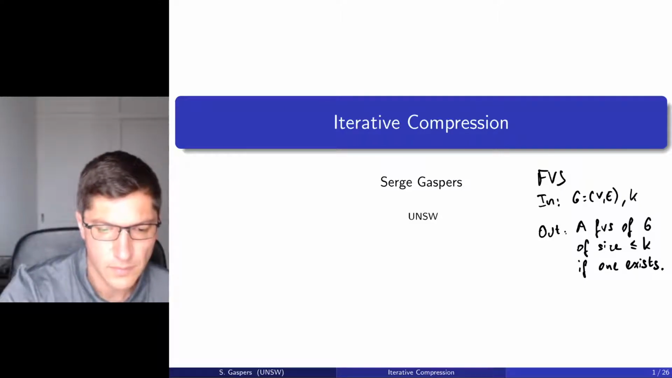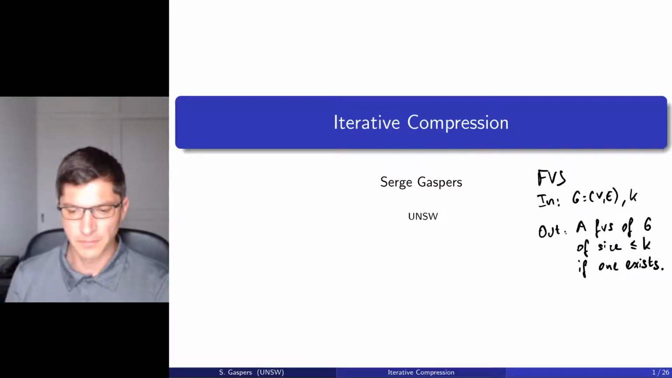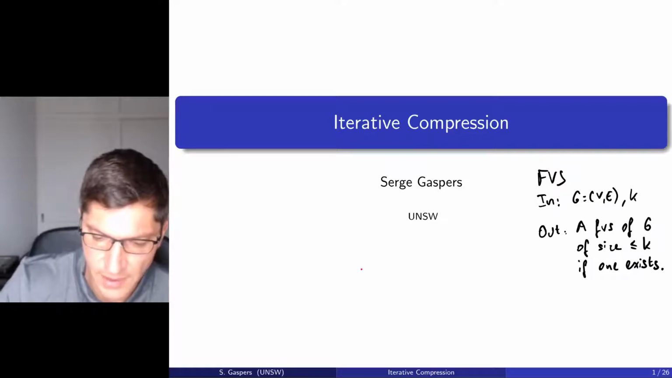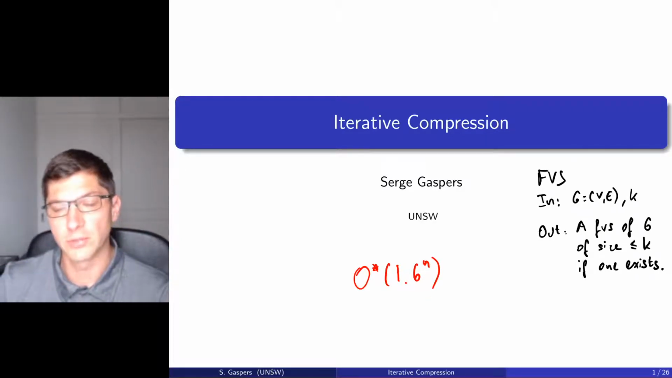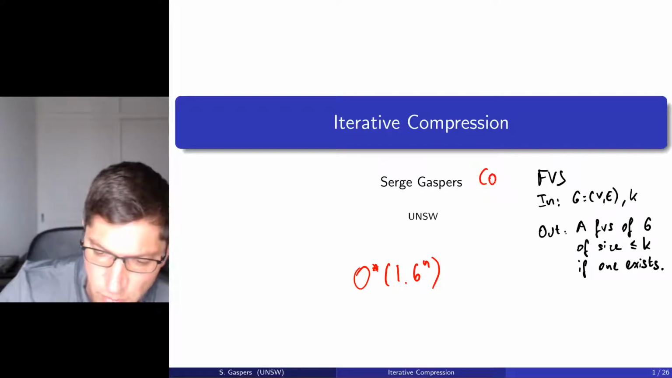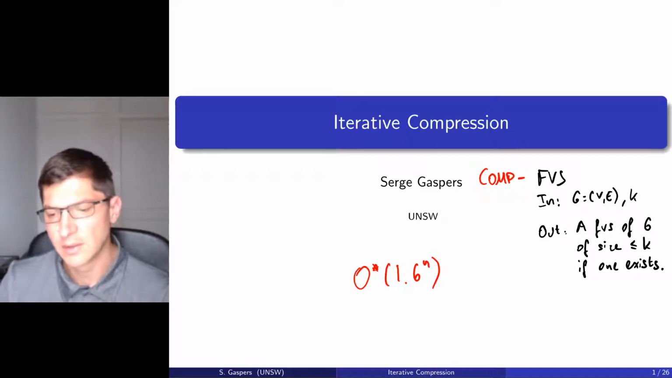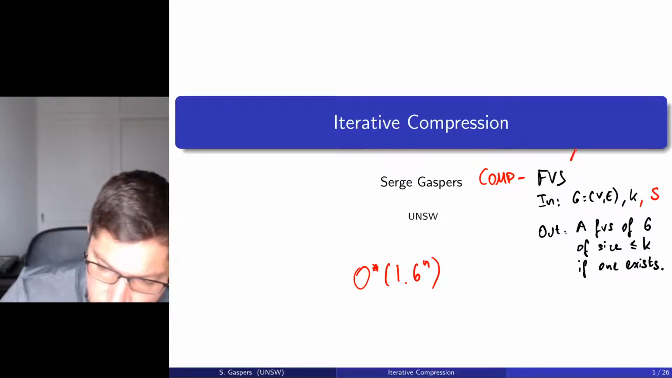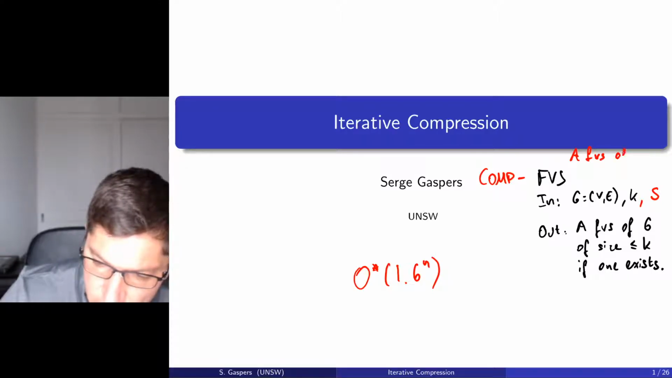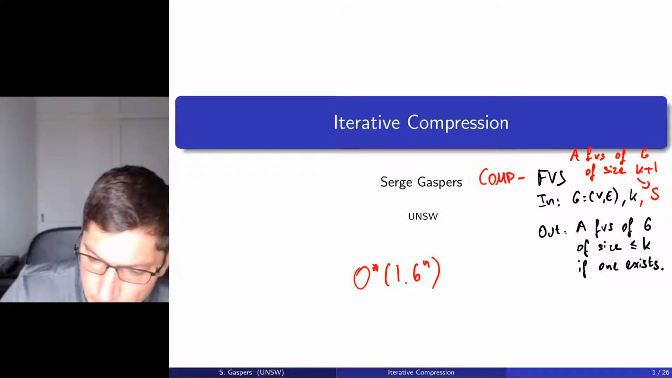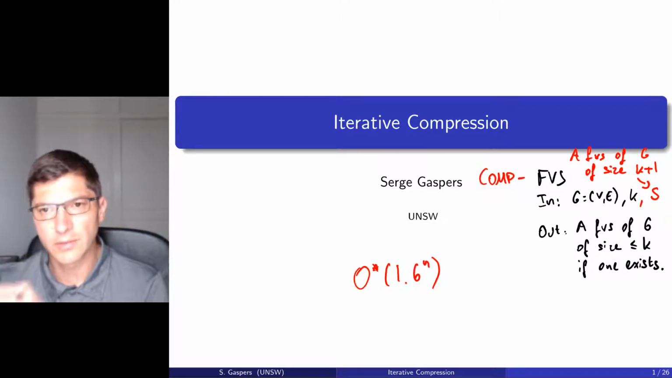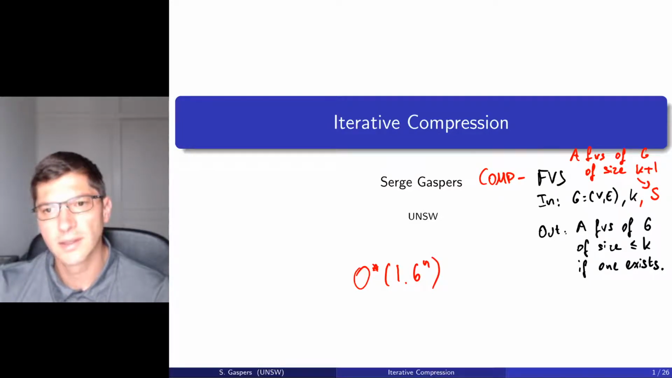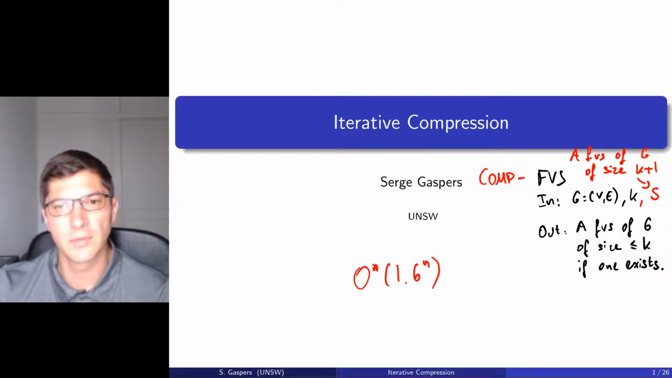Okay, and suppose somebody wants us to solve this problem, and they're giving us an algorithm that has running time O star of 1.6 to the power n for a variant of this problem. And the variant is the compression version of the problem. Well, it's the same thing, except that we have an additional input S. And what is this additional input? Well, it's a feedback vertex set of G of size k plus 1. So there is already a feedback vertex set of size k plus 1 in the input, and the question is whether we can find one of size at most k.